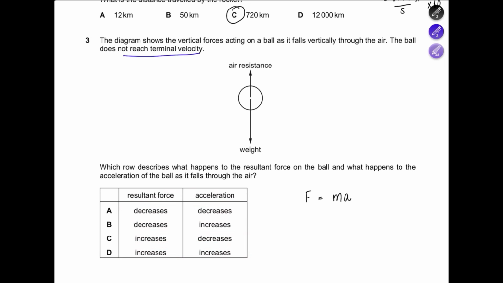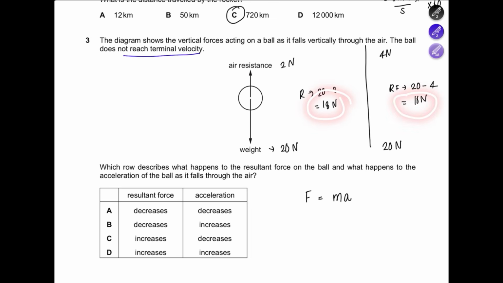Now, what is happening to the resultant force? As the object is falling, air resistance is increasing, so the difference between the two is going to be less. Let's say weight is 20 Newton, air resistance is 2. So the resultant force here is going to be 20 minus 2, which is 18 Newton. After some time, the weight is again the same, but the air resistance has increased. Now let's say it's 4 Newton. So resultant force is going to be 20 minus 4. It's going to be 16 Newton. So you can see as the object is falling, the resultant force is reducing. So it's going to be A.